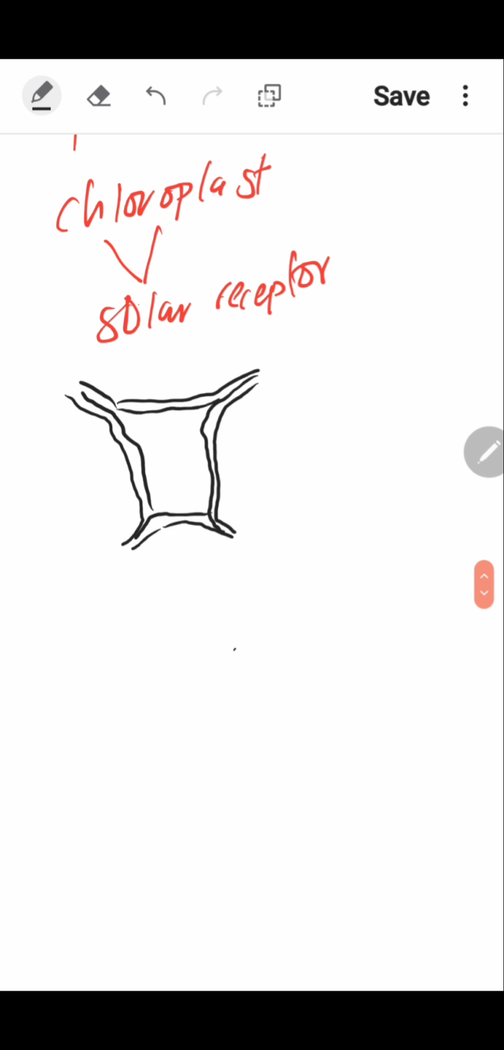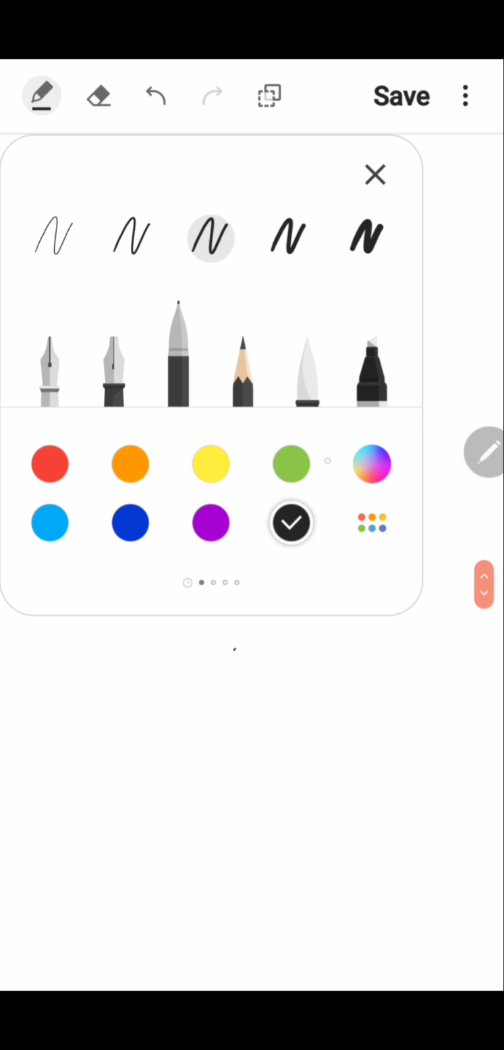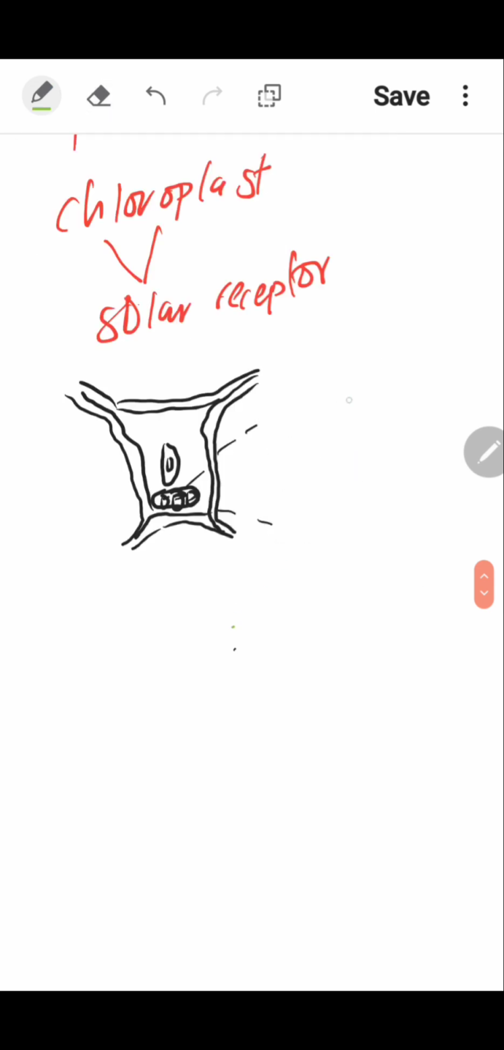I'm not going to draw all the organelles in plant cells. I'm going to draw the nucleus, which is one of the important parts, and go straight to the chloroplast. So if this is being magnified on a microscope, this is how it will look like. Let me do this with green. So if the chloroplast is magnified on a microscope, it's going to look like this.